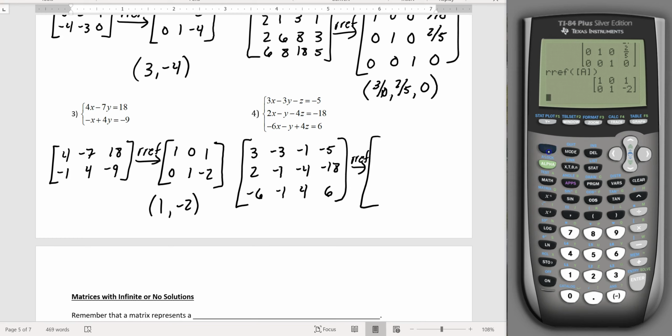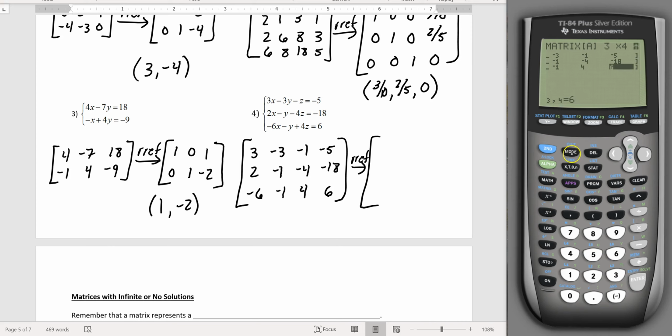Let's figure out what we got here. So second matrix, edit this one so that it becomes a 3 by 4. 3, -3, -1, -5, 2, -1, -4, -18, -6, -1, 4, and 6.